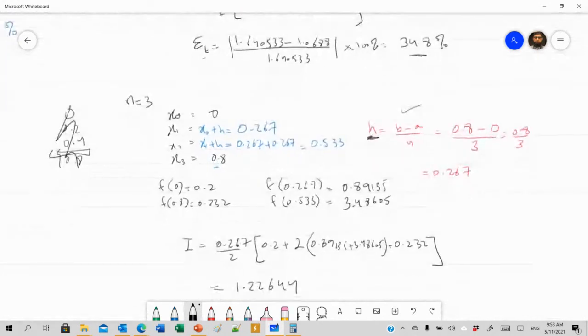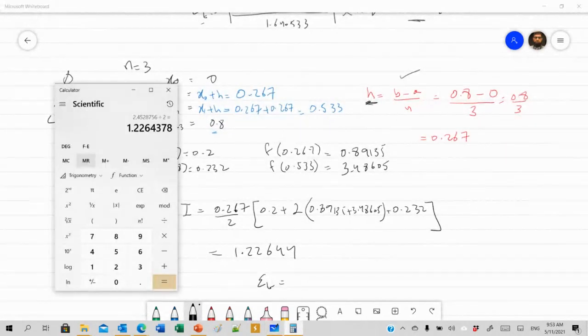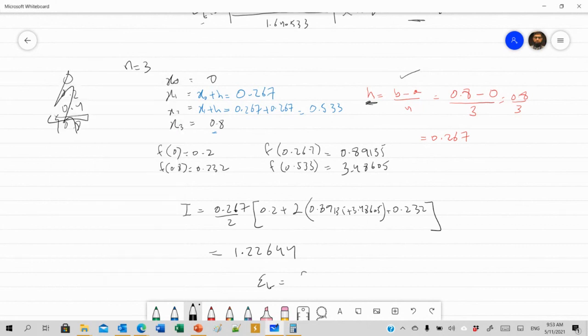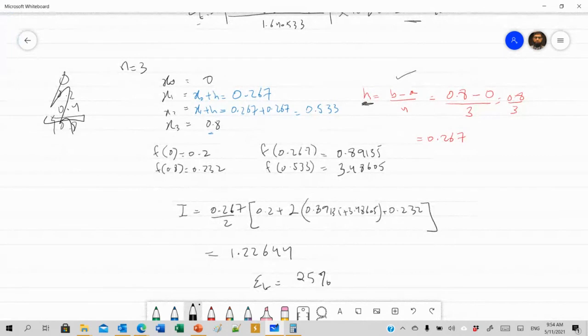better than 1.0688. We can find the error as, I'll just put a negative on this number, plus 1.640533 divided by 1.64053. That's 25% error. So we were able to reduce the error to 25% from 34% by increasing the value of n. I'll stop here. Please, if you have any questions.